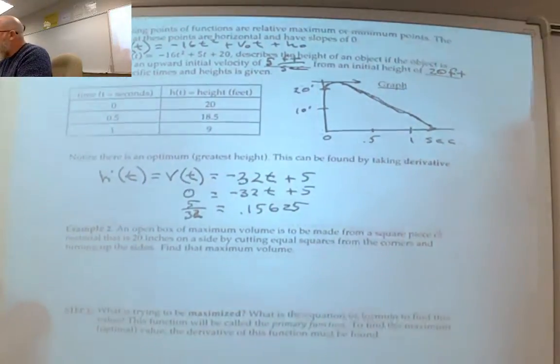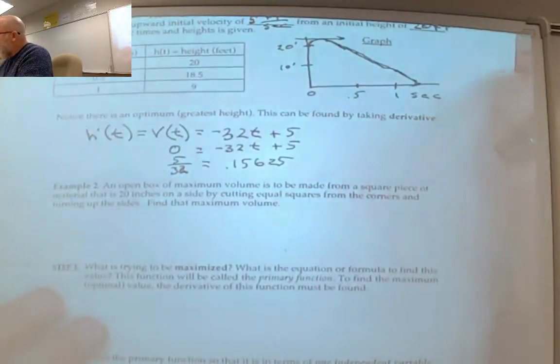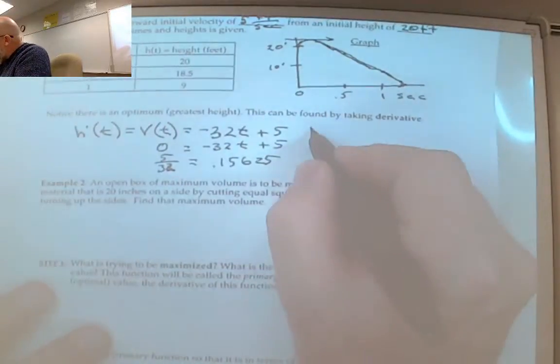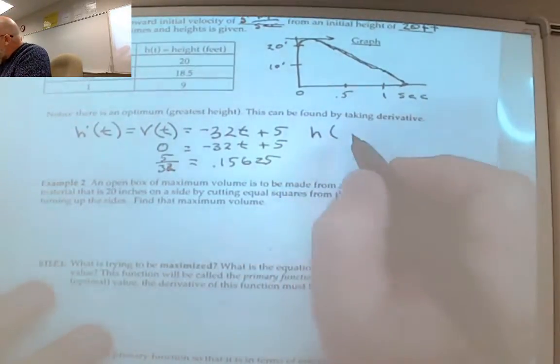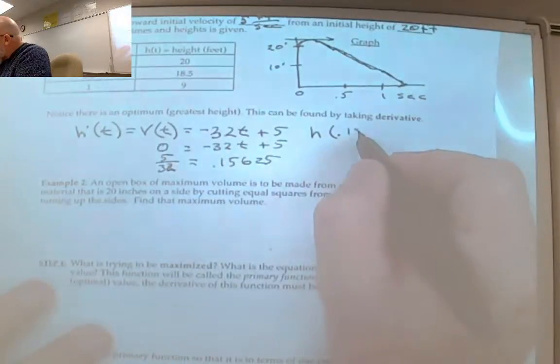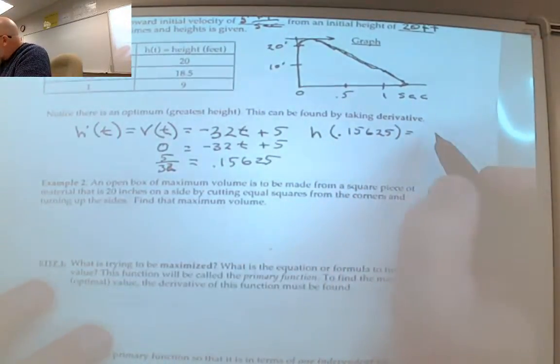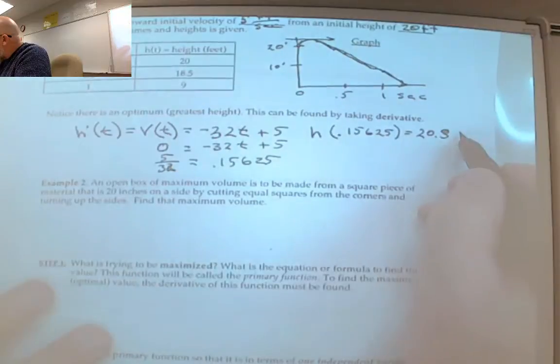Can you see that okay back there, Hannah? Yeah. Okay. And so I plug that into my height function. And again, I did use my calculator. And I got 20.9, oh, that's wrong, 20.391 feet.